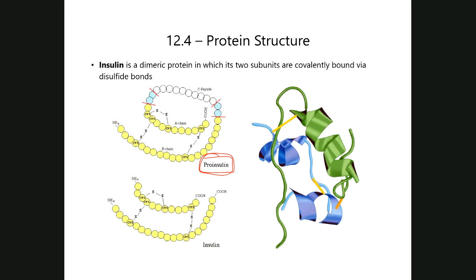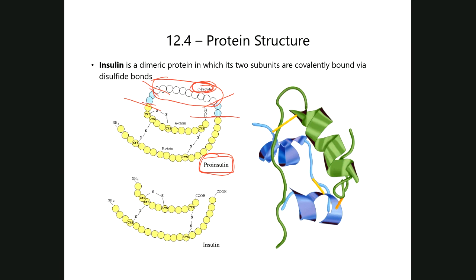So what happens is that this piece here that's shown here in white is actually chopped off. And what you see here in red is where it's actually cut out, right? So this is what's called C-peptide. And that causes the proinsulin to then become fully functional insulin, okay?